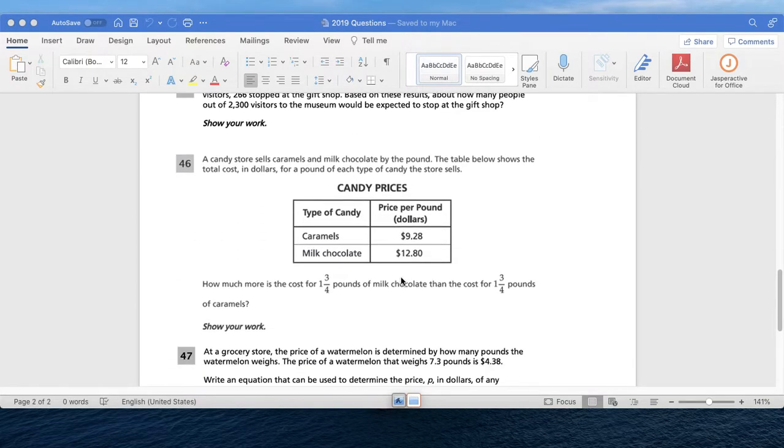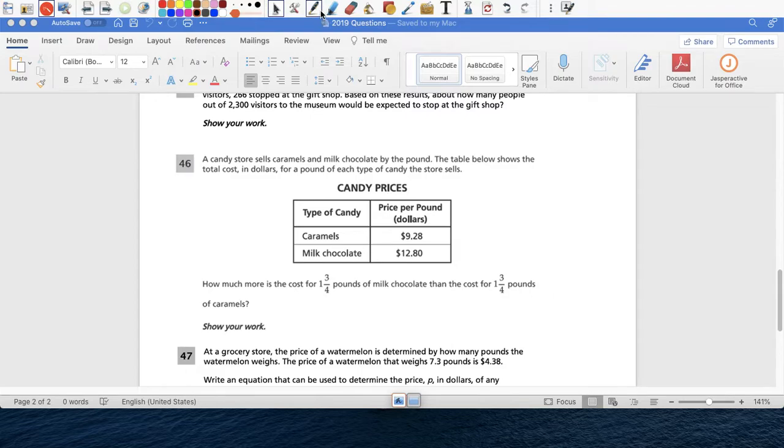Candy store. Sells caramel. Shows the total cost in dollars per pound. How much more is 1 3/4 pounds of milk chocolate than 1 3/4 pounds of caramel? Yeah, I don't get these questions because they're just really multiplying and subtracting. Alright, so let's do the milk chocolate. You buy 1 3/4 pounds.